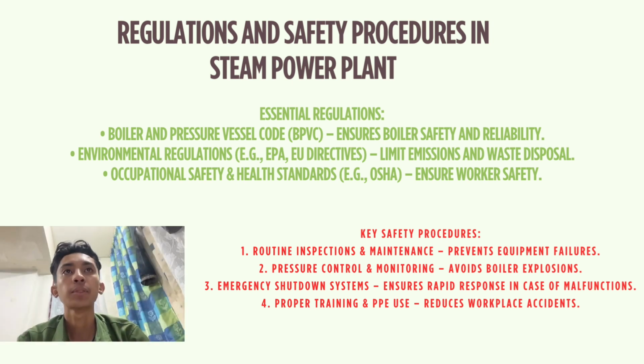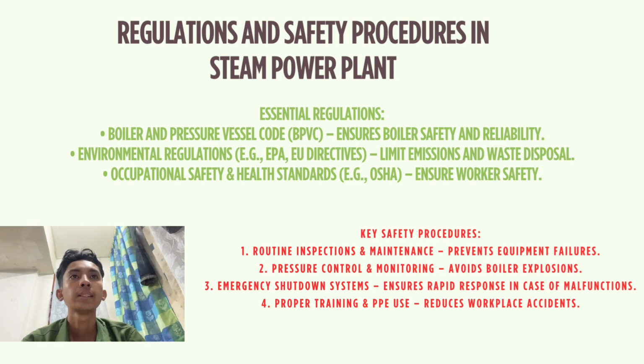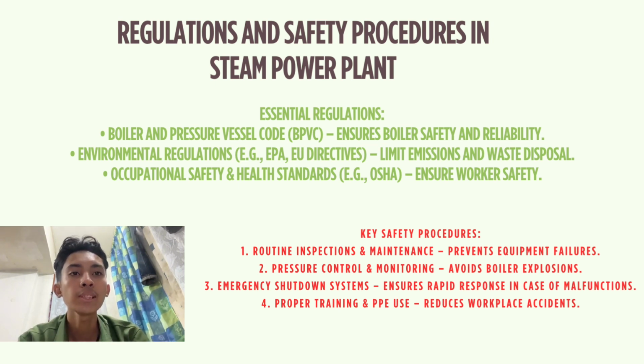The key safety procedures: number 1, routine inspections and maintenance. It is to prevent equipment failures. Second is pressure control and monitoring. It is to avoid boiler explosions. Third is the emergency shutdown system, which assures rapid response in case of malfunctions. And lastly is proper training and PPE use. It is to reduce workplace accidents.